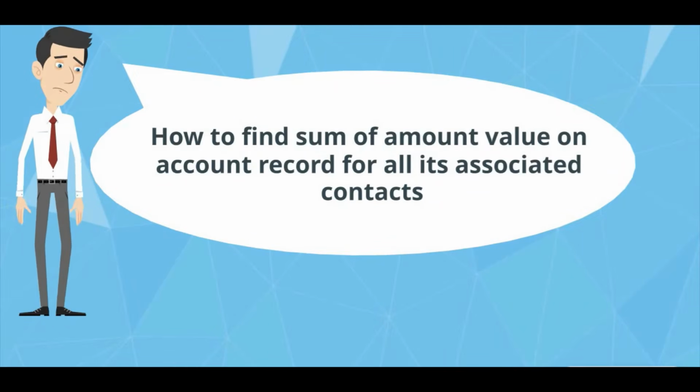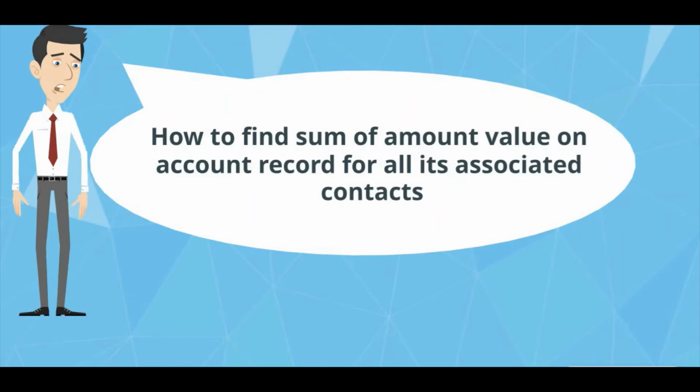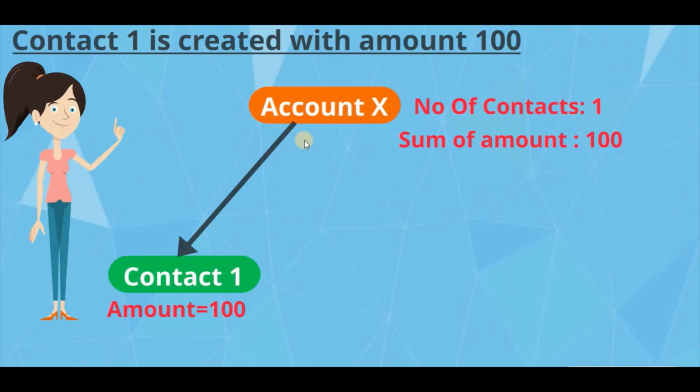Okay, here he comes again. How to find the sum of the amount value on the account record for all its associated contacts. So far we have done a count of contacts, right? Now this is the sum of a particular field, the amount value on contact. To understand this scenario, we need to create a custom rollup summary field on the account object, which is the sum of amount. We also need to create another field on the contact object, which is the amount field.